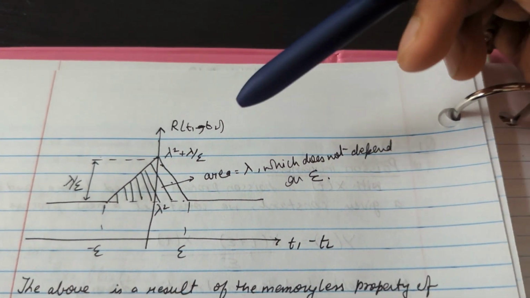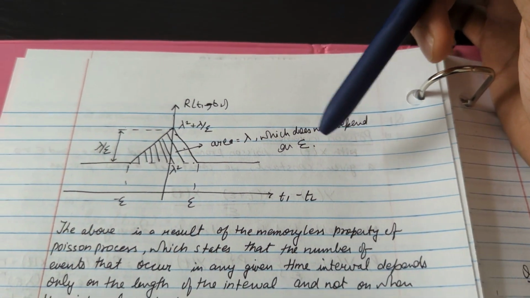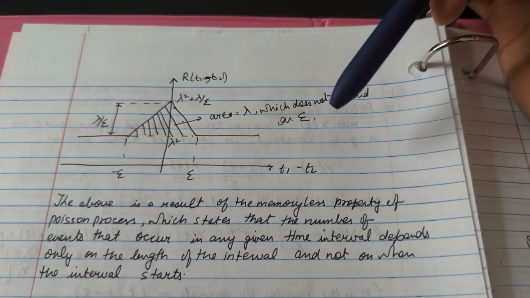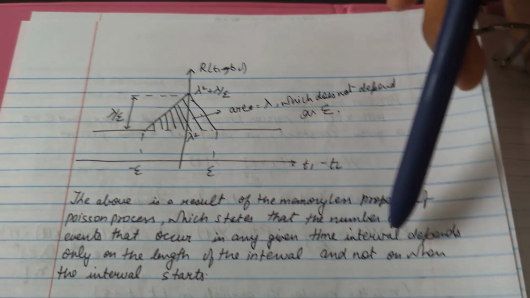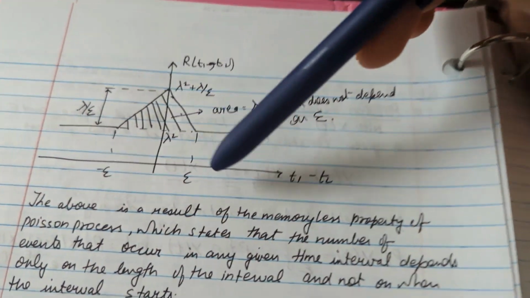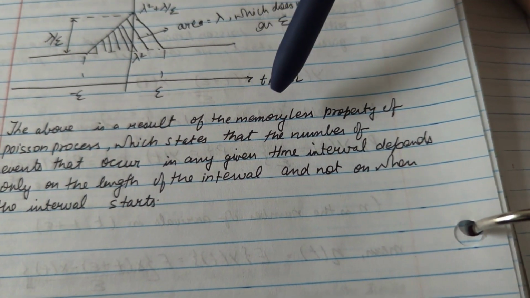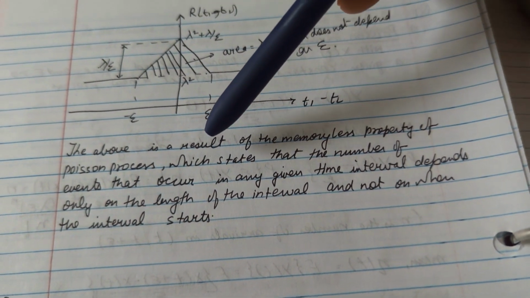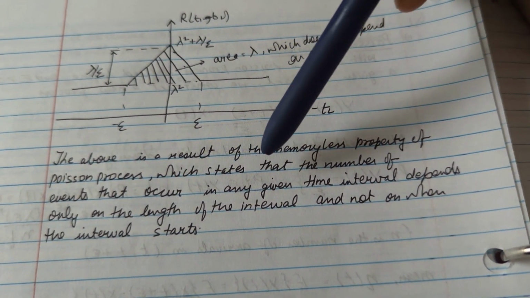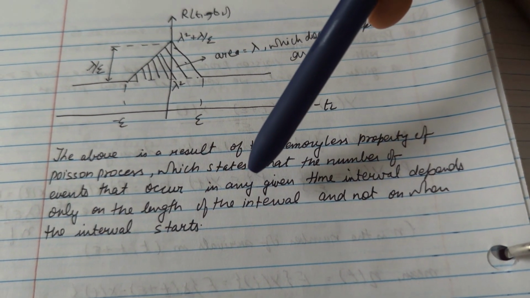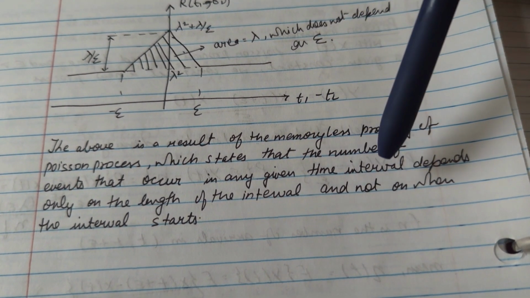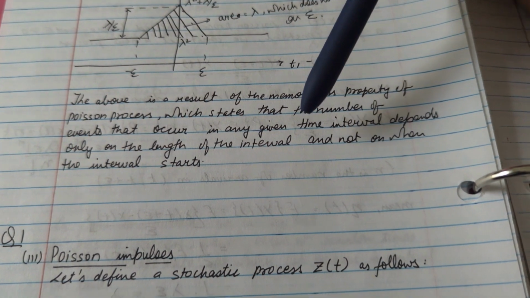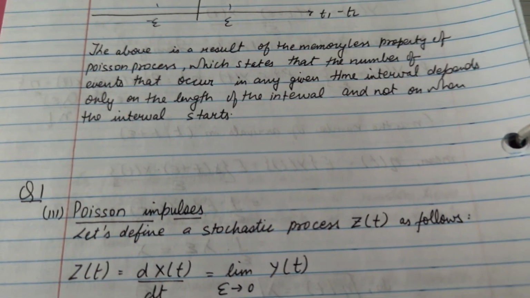If we draw the graph of R(t1 minus t2), we can see this area equals lambda, which does not depend on epsilon. The above is a result of the memoryless property of the Poisson process, which states that the number of events that occur in any given time interval depends only on the length of the interval and not on when the interval starts. Okay, we now go to Poisson impulses.